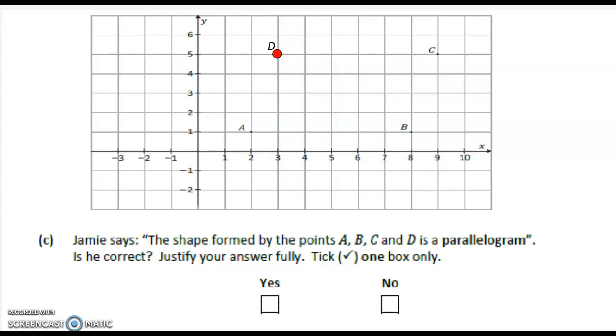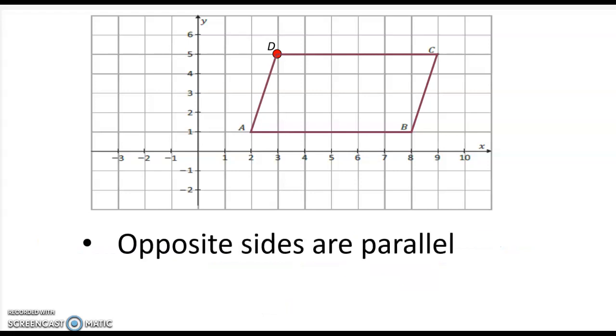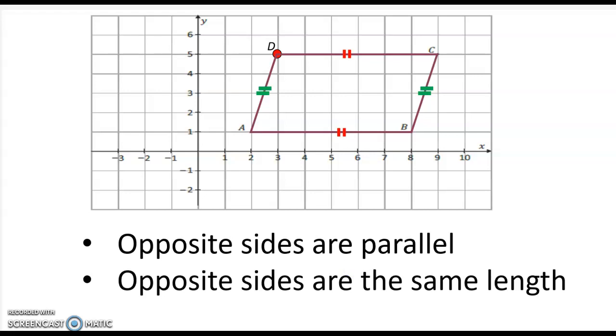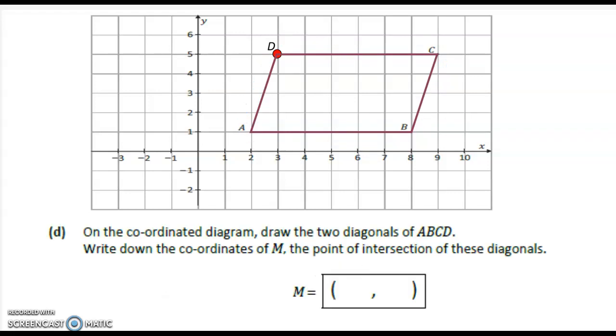Part C. Jamie says the shape formed by the points A, B, C and D is a parallelogram. Is he correct? Well, Jamie is definitely correct. I'll show you why. Because that's a parallelogram, and basically if something is a parallelogram, the opposite sides will be parallel, which they are. The opposite sides are parallel, and the opposite sides will be equal in length, and they are the same length. So that's definitely a parallelogram. Jamie is definitely correct.